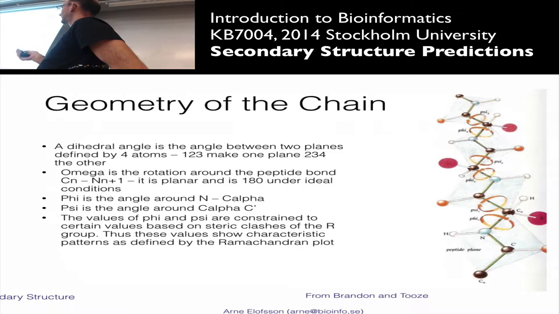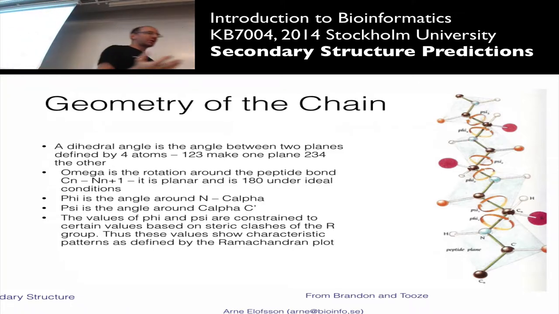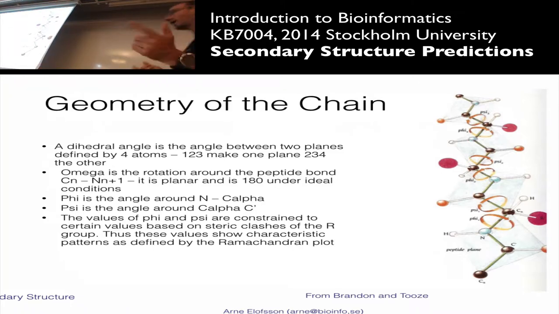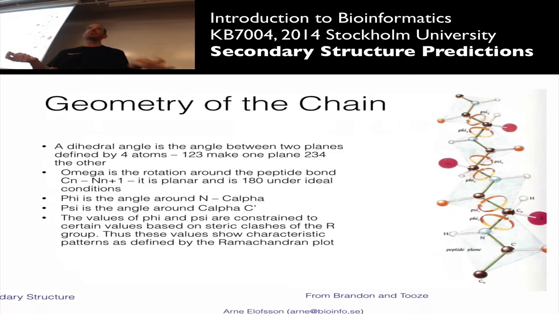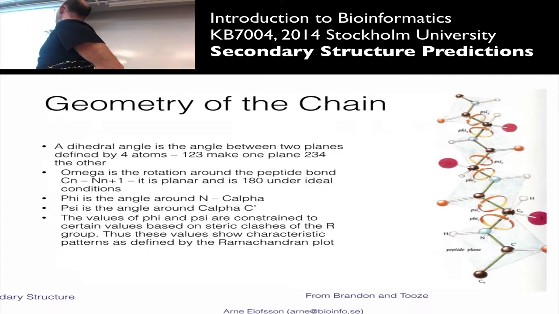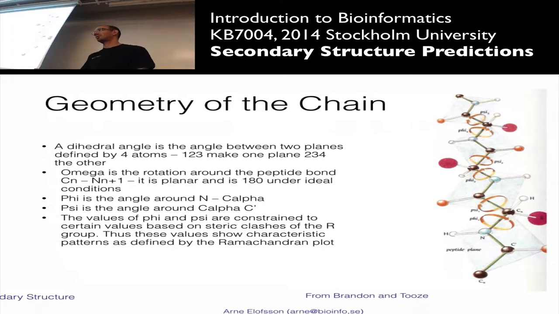So phi is around the N-C alpha bond and psi is around the C alpha-C bond. With these two, if you want to describe the structure of a protein, these two angles are enough. So you need two variables for each amino acid. Of course that doesn't describe exactly the position of every atom, but you know the direction of it. And of course, there can be rotations in the side chains also, but they only determine that locally. They don't affect the rest of the structure. So really, you could quite accurately describe the general outline of a protein by just having two variables per amino acid.